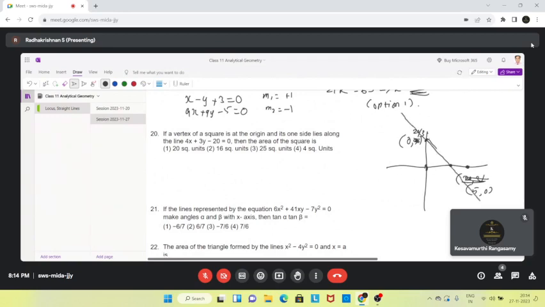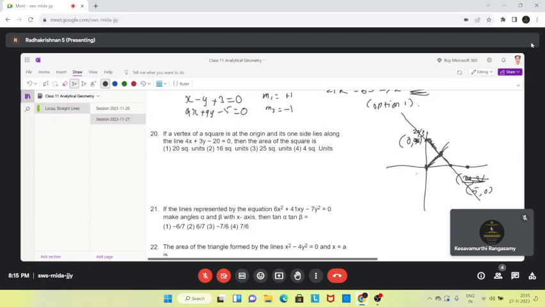Okay. Again, we're not trying to solve the problem through this graph, but just for illustration. So what is given is the vertex of the square is the origin and its one side lies along the line. Okay, so one side lies along this line. We don't know from where to where, but we can determine the other vertex by simply drawing a perpendicular.